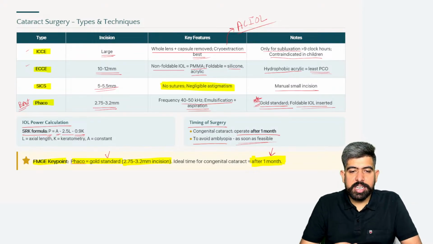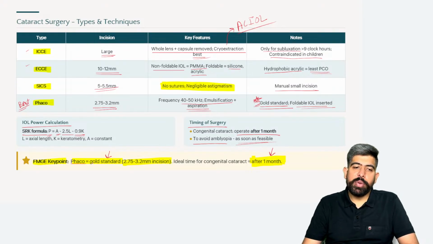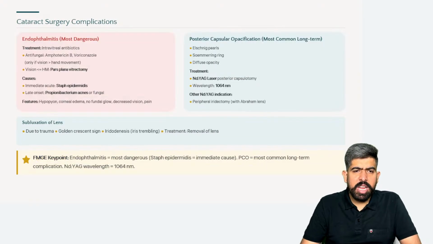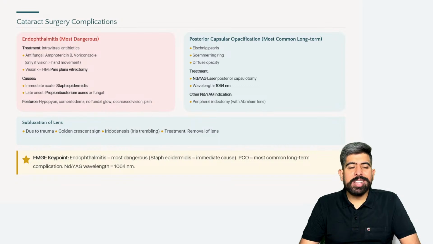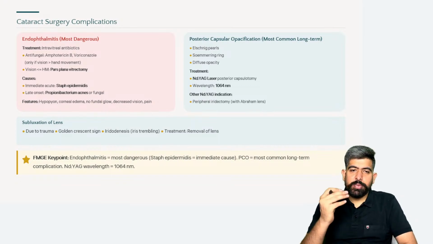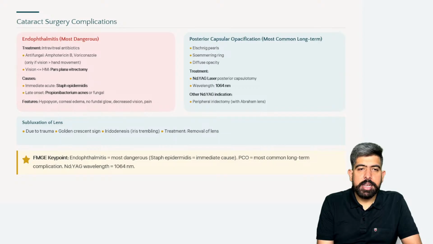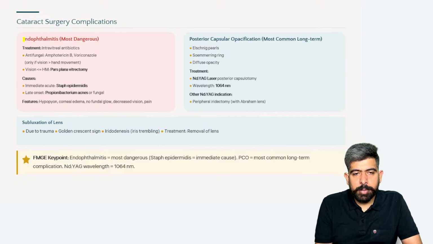And what is the gold standard cataract surgery? It is phacoemulsification. Now, what are the complications of cataract surgeries? The most dangerous is endophthalmitis.